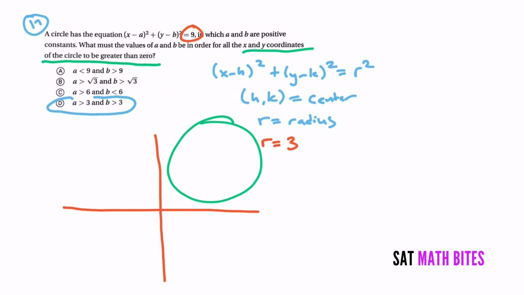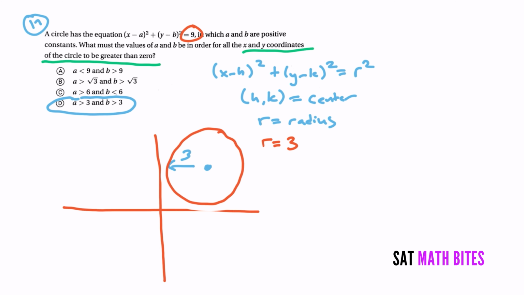A has to be greater than 3 and B has to be bigger than 3. And the reason we want that to happen is because we need the center of the circle to be somewhere here, because if the circle's radius is 3, then all the x and y coordinates would be greater than 0. But you can see all the other answer choices, you could have a value less than 3 in either A or B, meaning that it's possible that the radius would make the circle go into the second, third, or fourth quadrants.